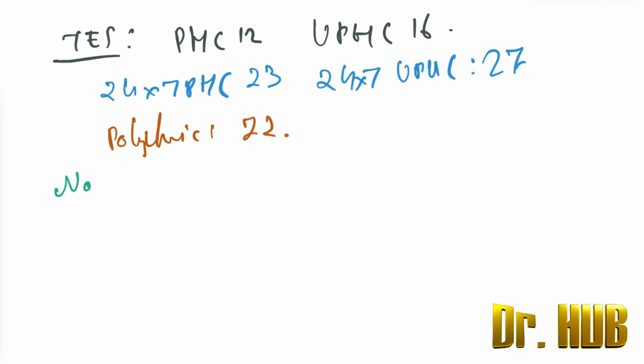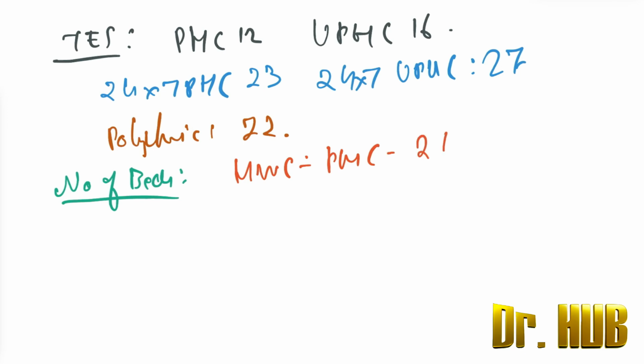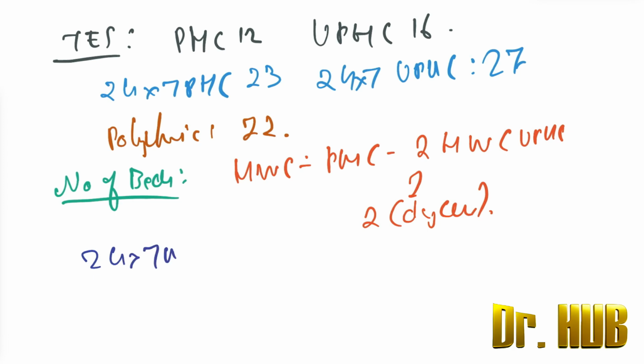Now let us look at the number of beds. In terms of HWC and the PHC, here it is going to be 2. For HWC UPHC, it will be 2 as day care, and in terms of 24/7 HWC PHC or the UPHC, it is going to be 6.